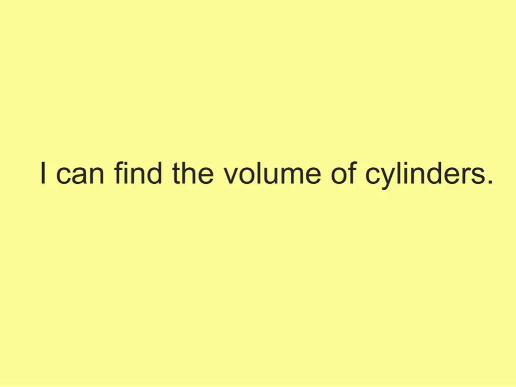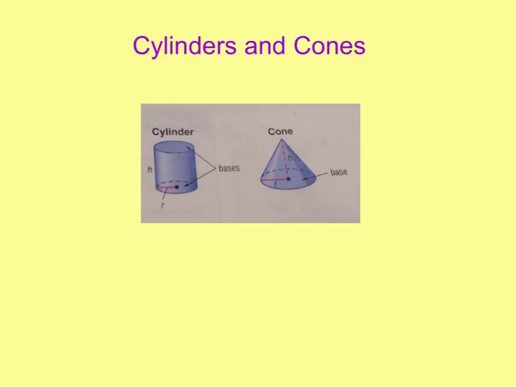Today's learning target is I can find the volume of cylinders. In today's lesson, we're going to focus on cylinders. But I just want to remind you the difference here between cylinders and cones. When we look at cylinders, we know that a cylinder has two bases, and they're circular bases, whereas a cone has one base, and it comes to a vertex, or that point there.